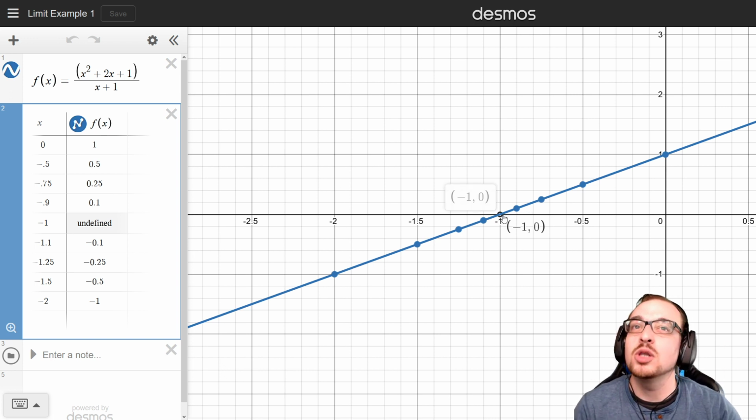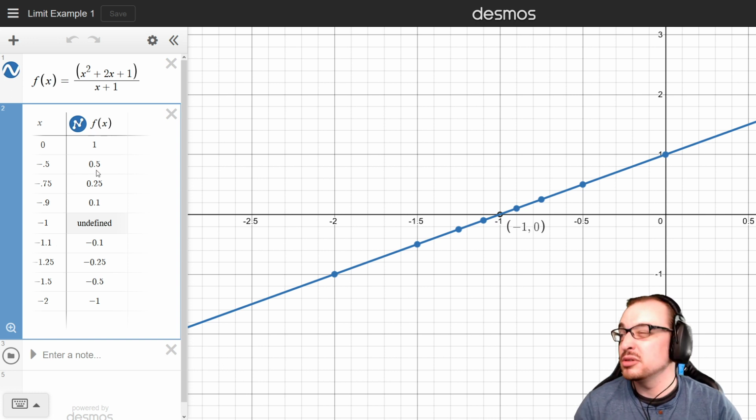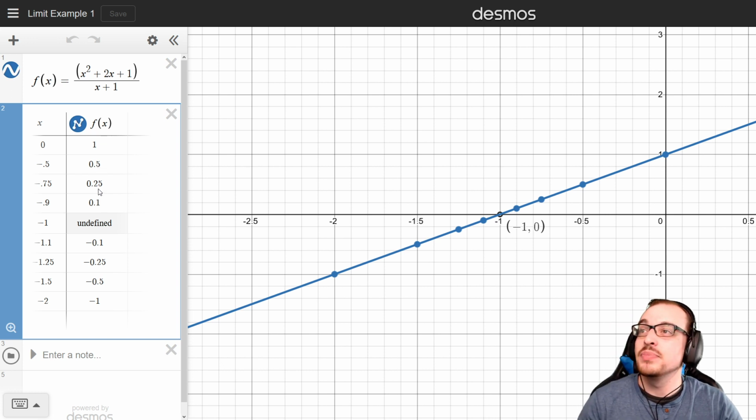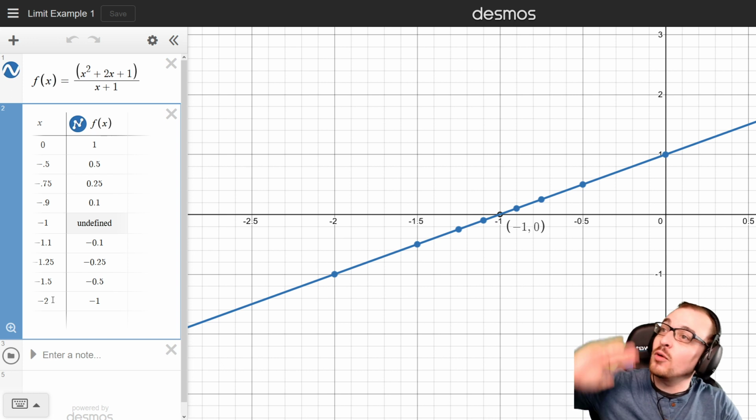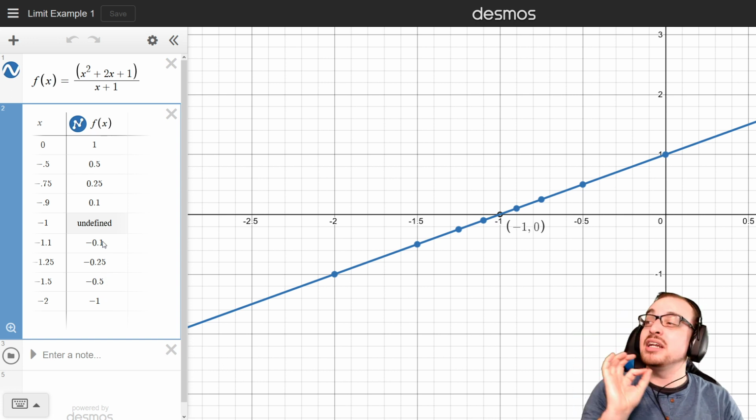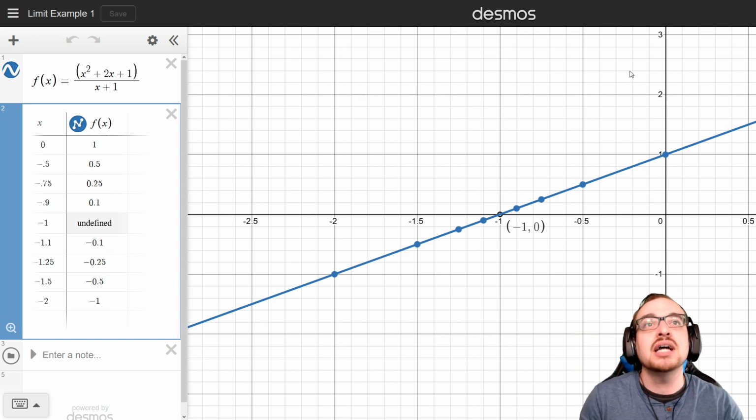So if we look at numbers that are close to -1, like -0.9 or -1.1, or other numbers that are a little bit further off, we can see where those numbers are approaching, right? As x goes from 0 to -0.5 to -0.75 to -0.9, as it gets closer and closer to -1, it appears that f of x is going from 1 all the way down to nothing, down to 0. Same thing if we start at -2 and move our way towards -1. As we start at -2, we get an output of -1, then we get -0.5, -0.25, -0.1, right? We're getting very close to 0 from both sides, and you can see that from the graph.